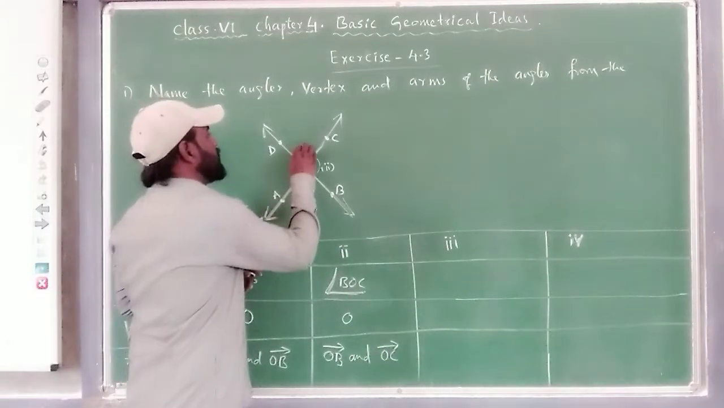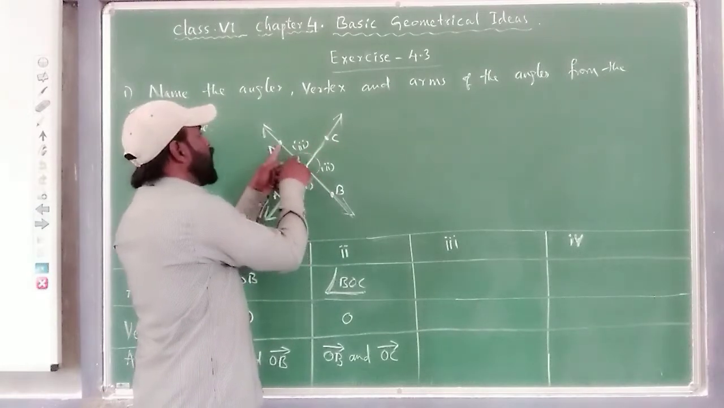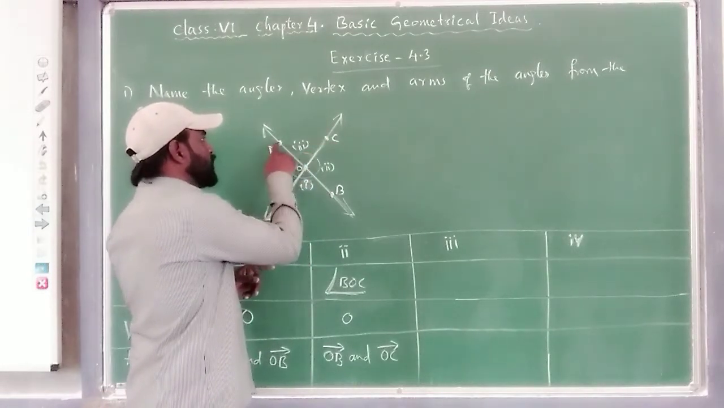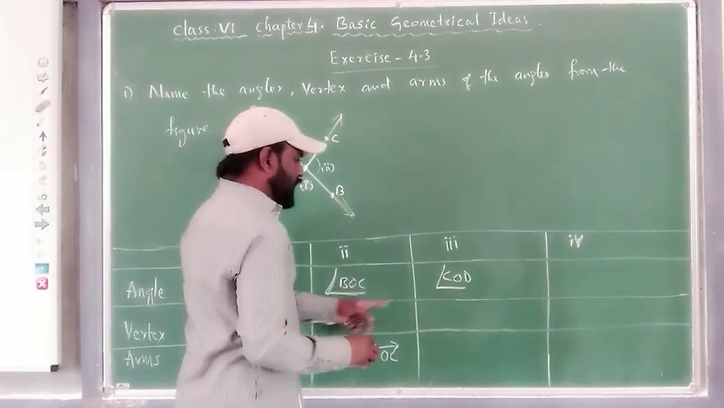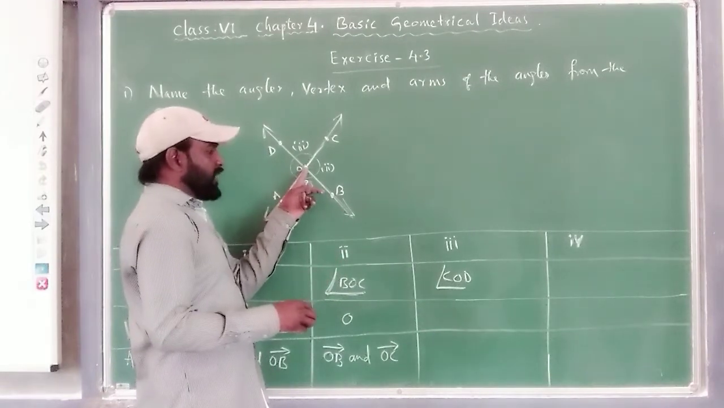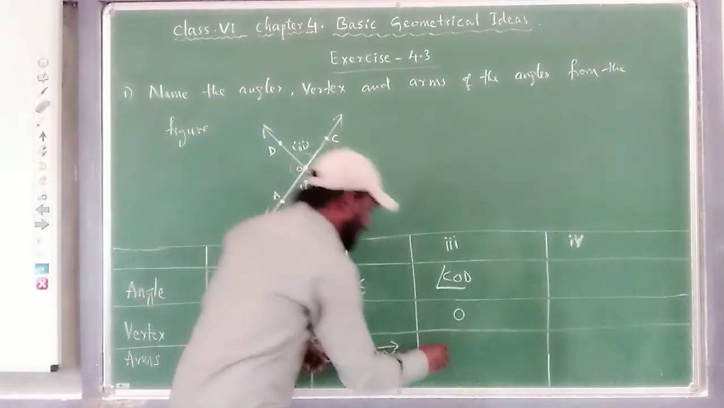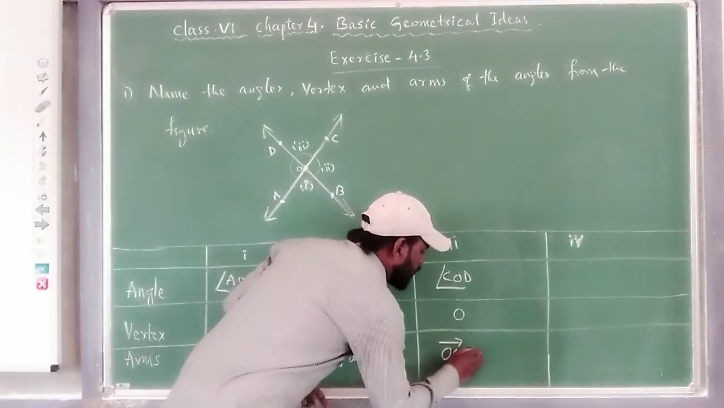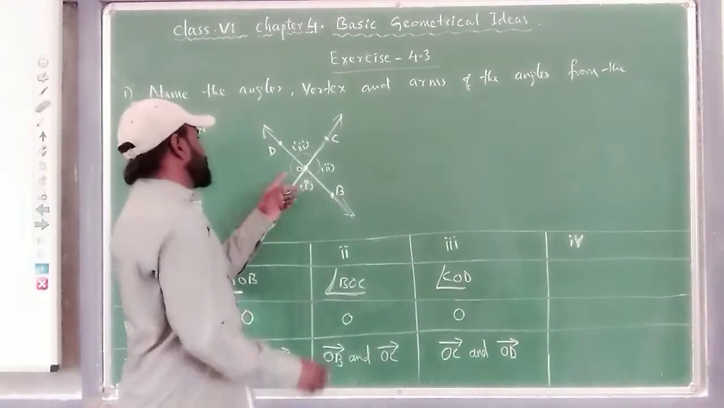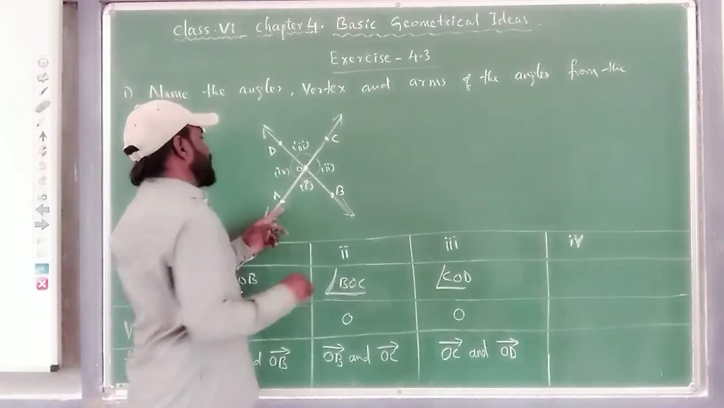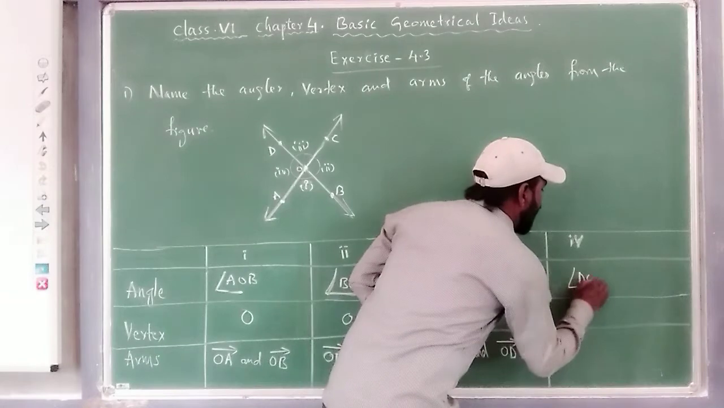The third angle is this. How is it formed? With the arms OC and OD. So angle COD. For this, what is the common vertex? That is O, which is in the middle. What are the arms? OC is one arm and OD is the other arm. The last angle, this one, you can say as AOD or DOA. So I am writing it as DOA.